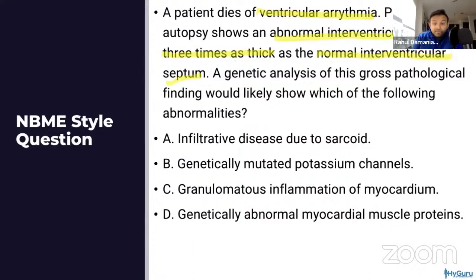A, infiltrative disease due to sarcoid. B, genetically mutated potassium channels. C, granulomatous inflammation of the myocardium. Or D, genetically abnormal myocardial muscle proteins. What do you all think is the answer here?